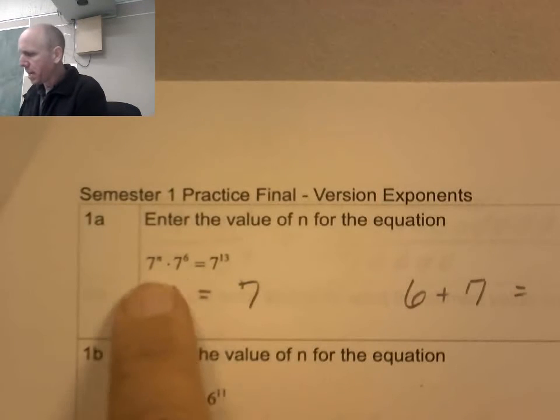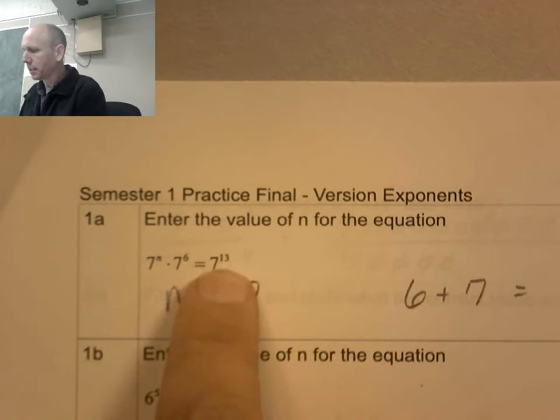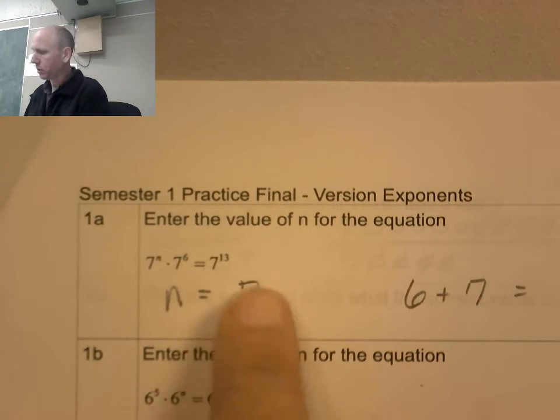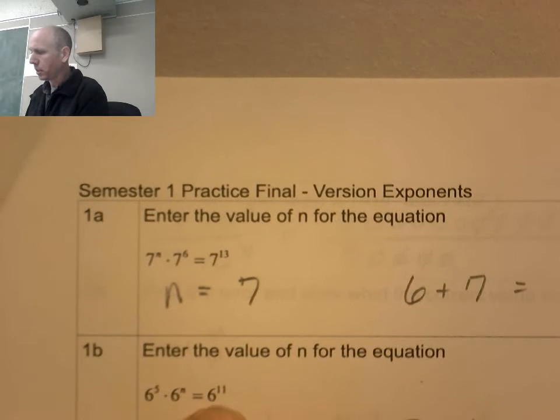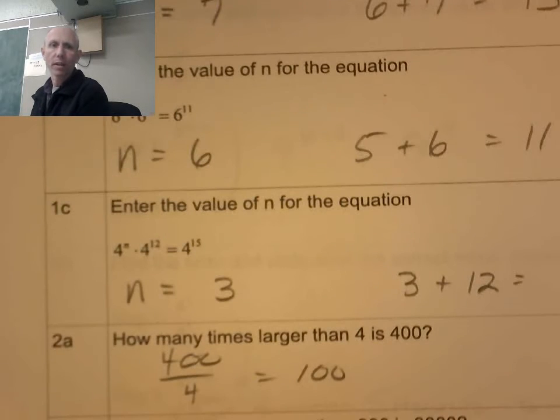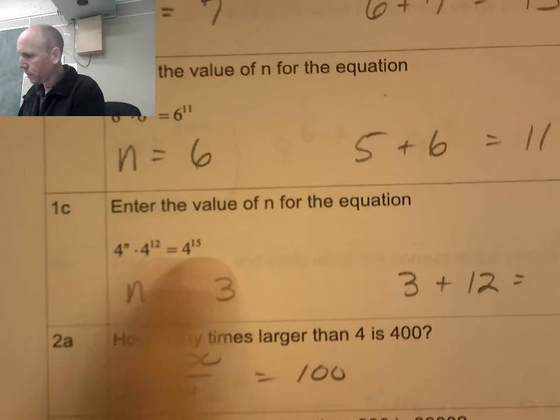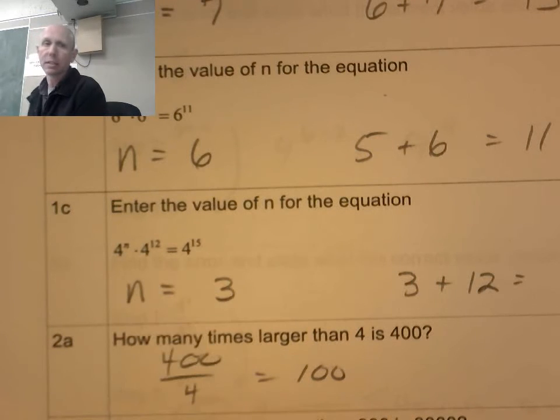I know that with the same base, I add the exponents together, so n plus 6 has to equal 13, so 7 works there. 7 plus 6 equals 13. Right here, 5 plus something is 11. It's 6. 5 plus 6 is 11. And the next one, n plus 12 is 15. 3 plus 12 is 15, so n is 3.